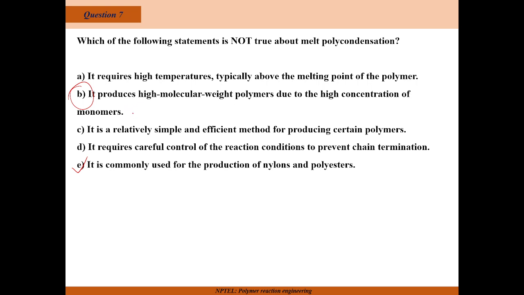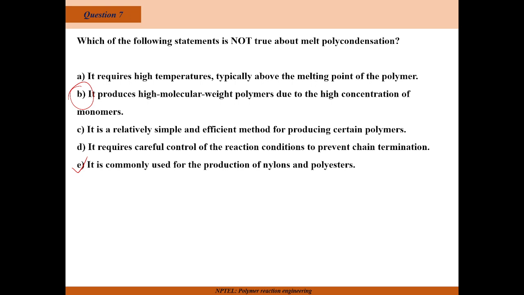So let's think on it. Let us discuss. I'm just asking: suppose a monomer having high concentration undergoes some polymerization, some kind of condensation, and byproducts are getting formed.